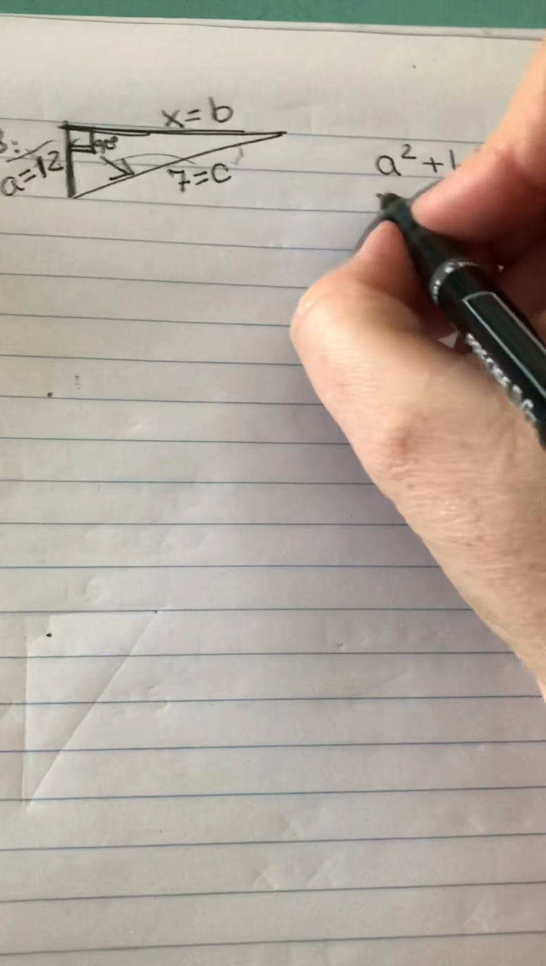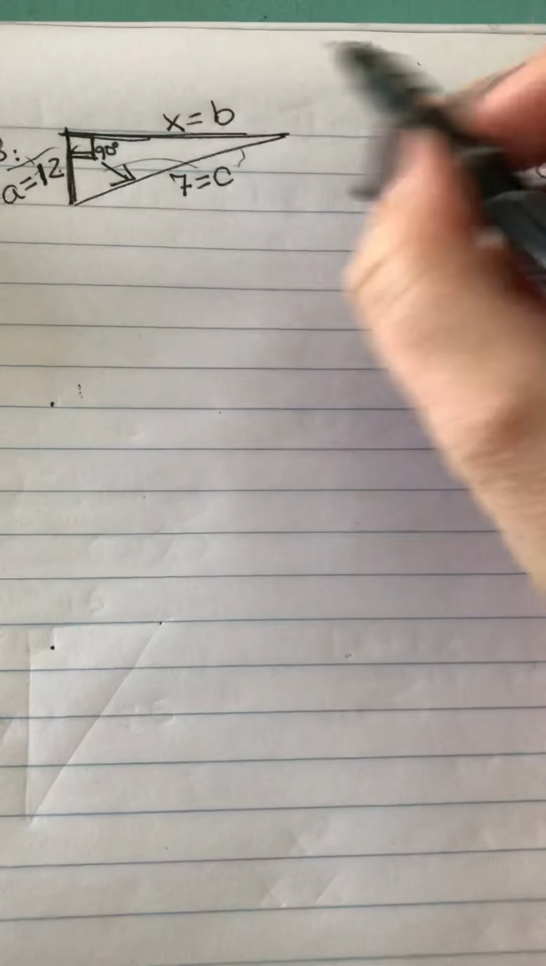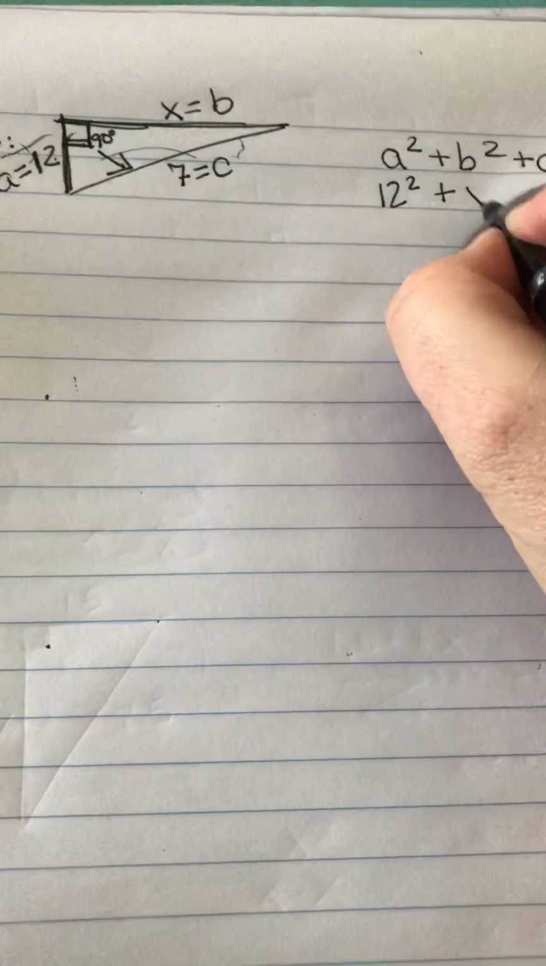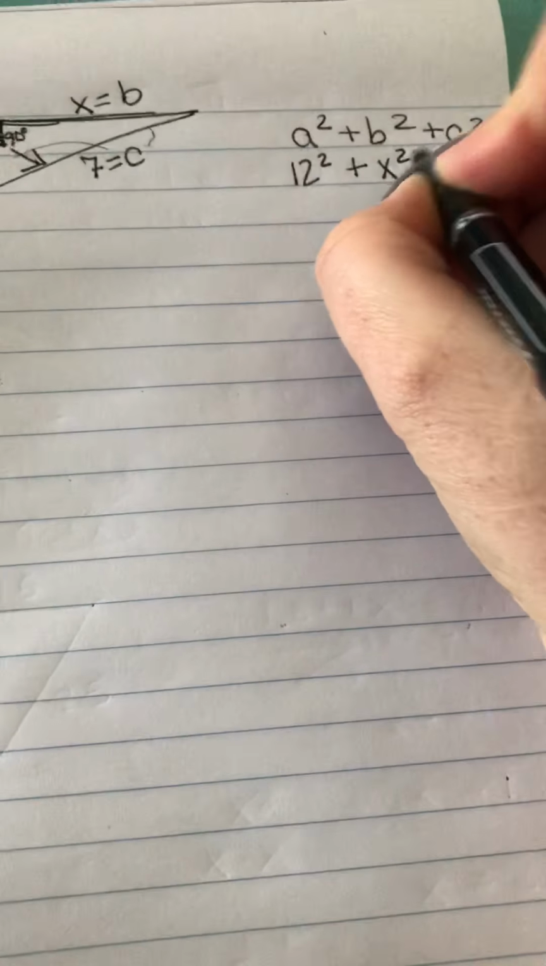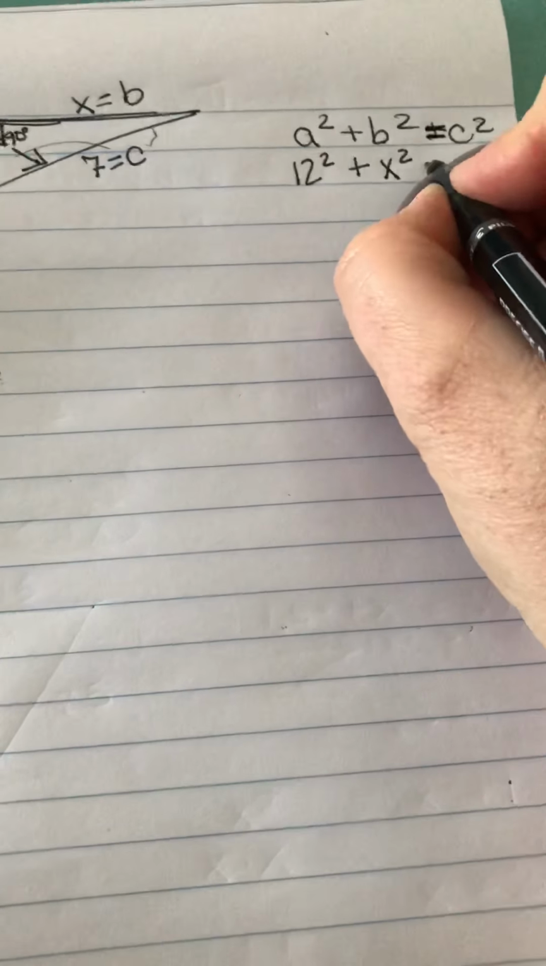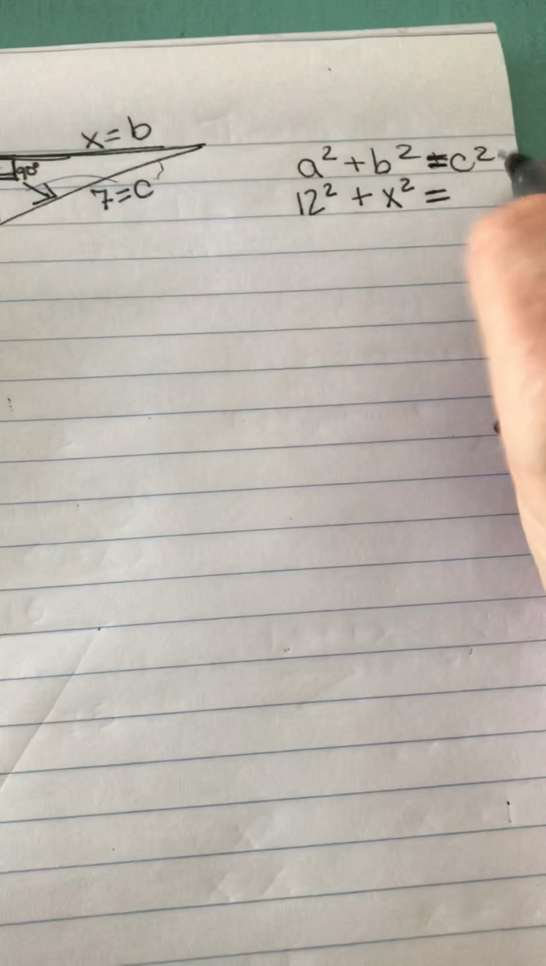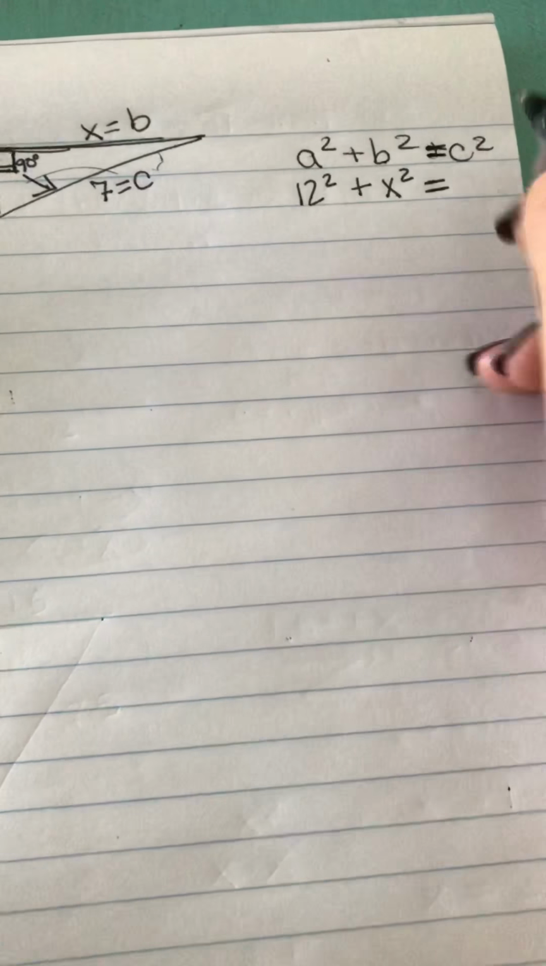Then come over here and plug it in, right? So A is going to be 12. So 12 squared plus B, our B value is X here. That's our unknown. That's X squared. Oops. See, y'all, I'm even making mistakes, right? It's okay to make mistakes, by the way. The thing is that you figure out what they are and you correct them.